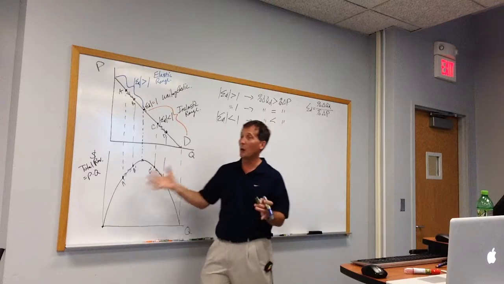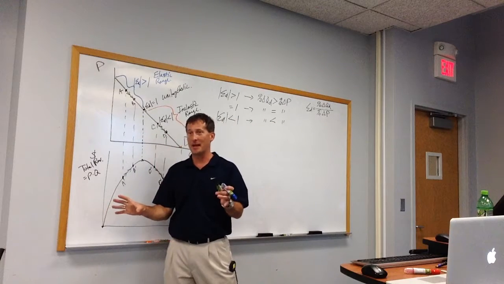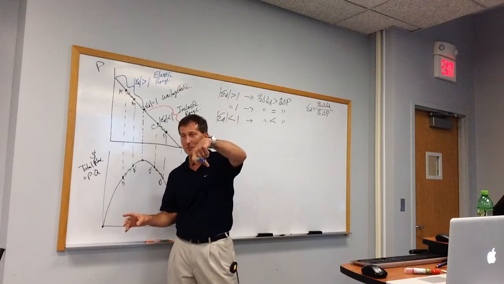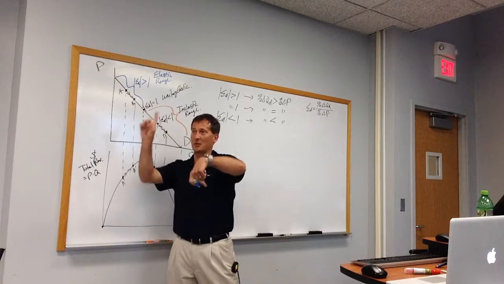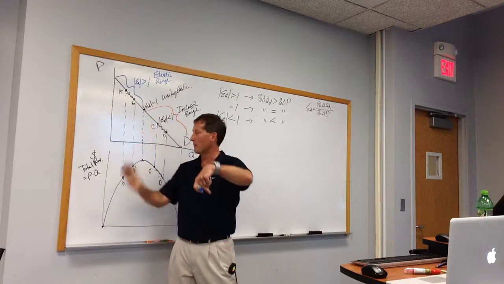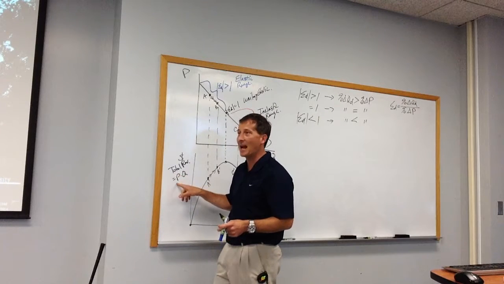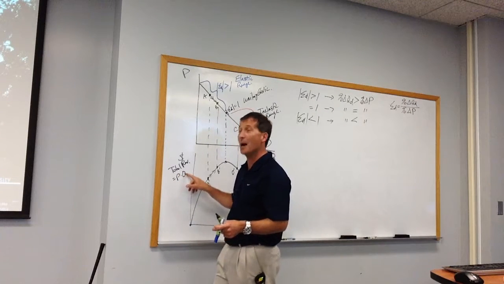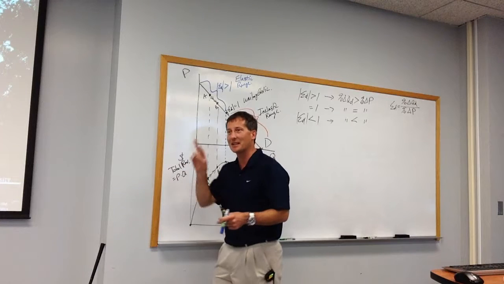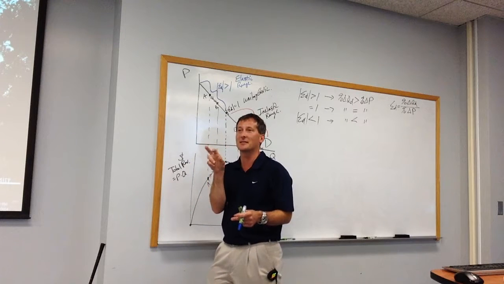So, what we know from the law of demand is that a decrease in price leads to an increase in quantity. But from the revenue picture, this one going down is bad. This one going up, good. So we've got these two countering things.